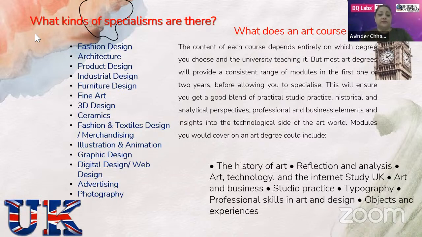One thing that I would like to share with you is that everybody wonders what an art course covers. The content of each course depends entirely on which degree you choose, that we all know. But most art degrees will provide a consistent range of modules in the first 1 or 2 years before allowing you to specialize in your own degree area. There are a lot of core and elective courses that you get to select from, and extra courses over and above your own area of specialization are also available to you.